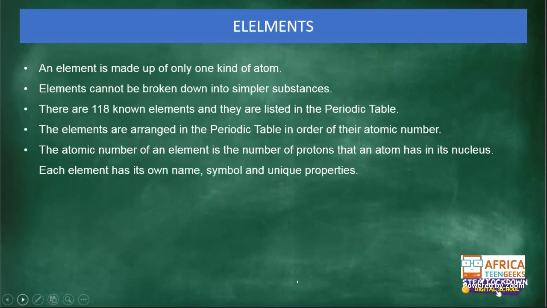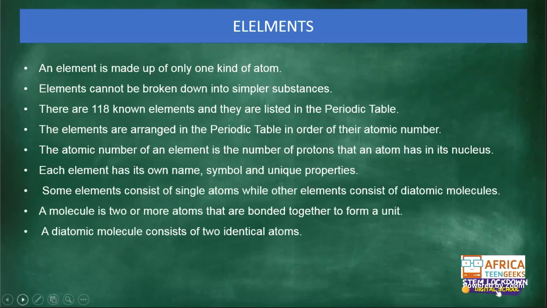Now, each element has its own name, symbol, and also unique properties. So that's how you can distinguish between elements in the periodic table, because of its name, its symbol, and because it is different. It has unique properties. Just like how all of you in the chat, Lasidi, Erin, Nanshla, MJ, Helen, you are all different from each other. So the elements in the periodic table are also all different, having their own names, their own symbols, and their own unique properties.